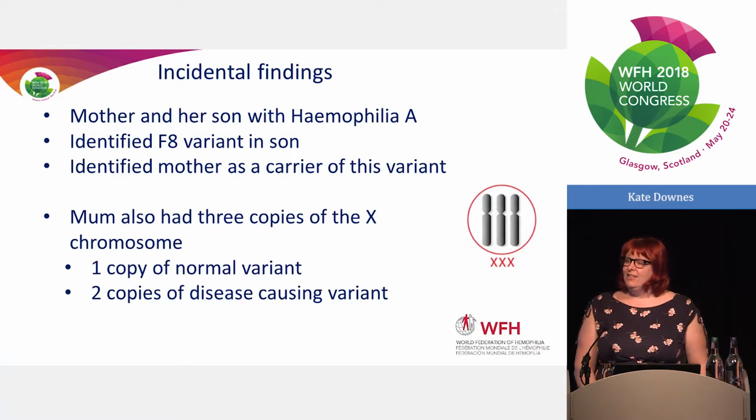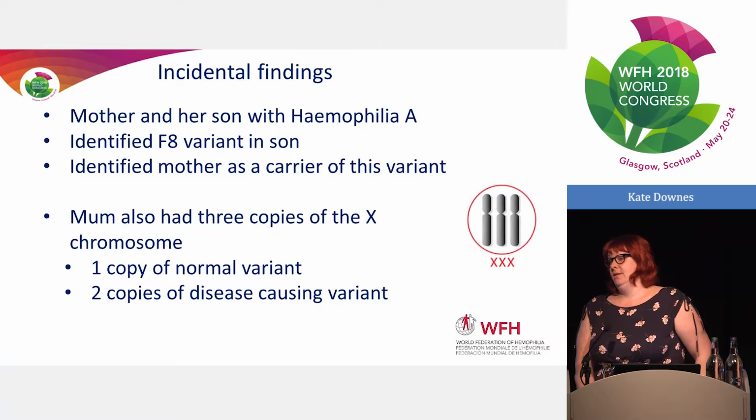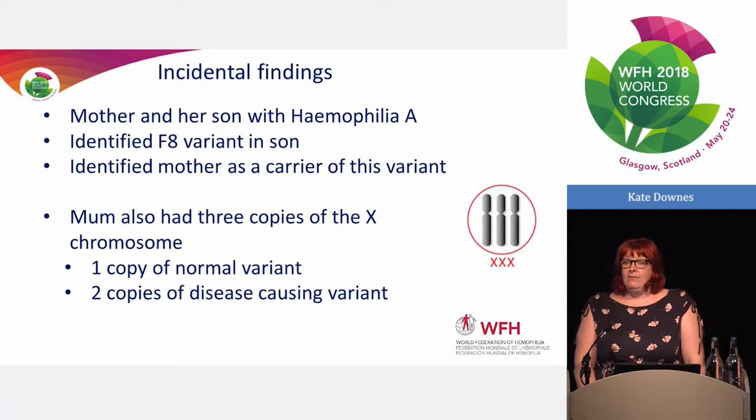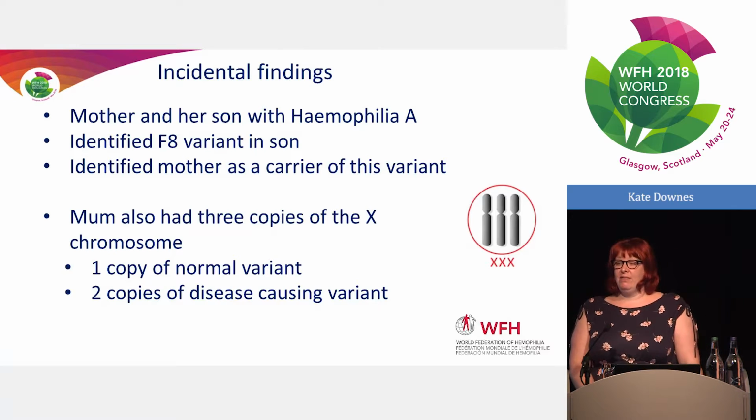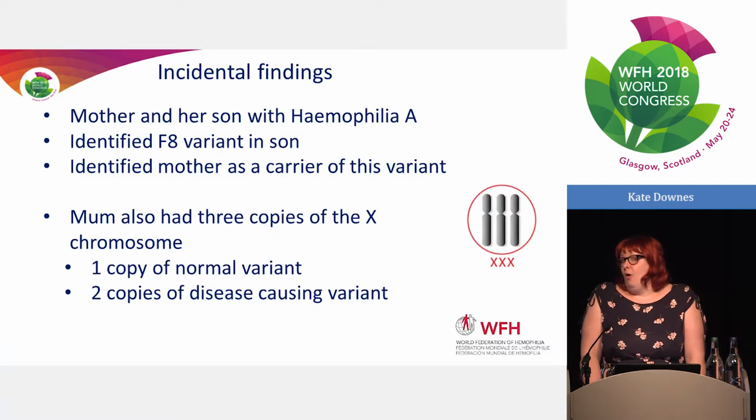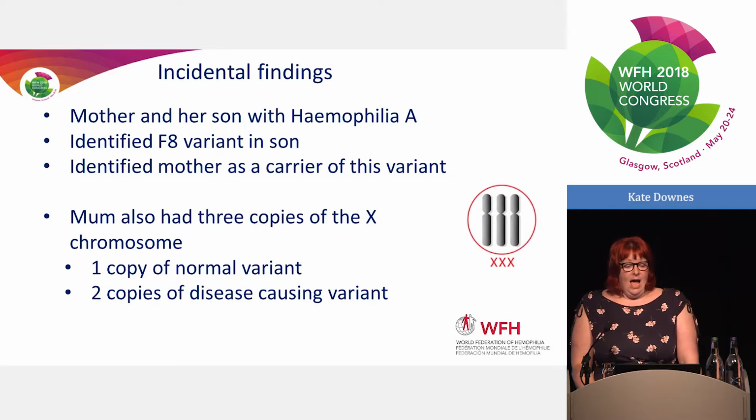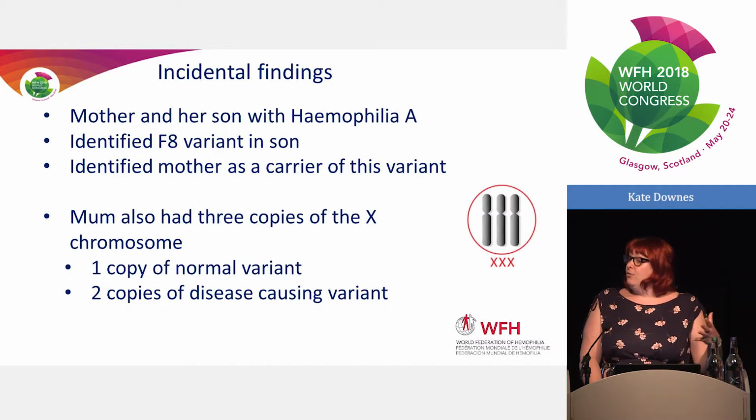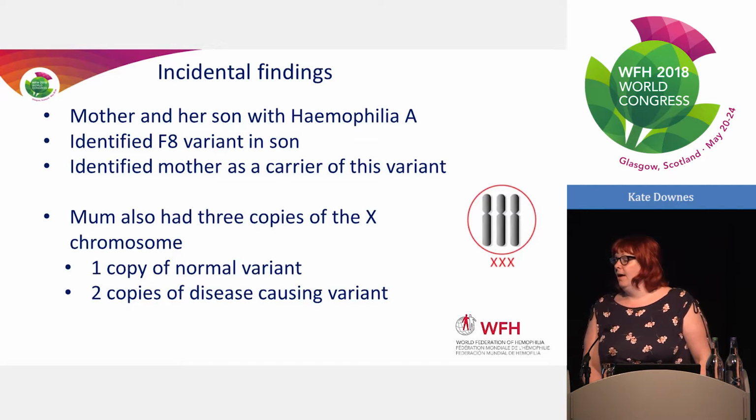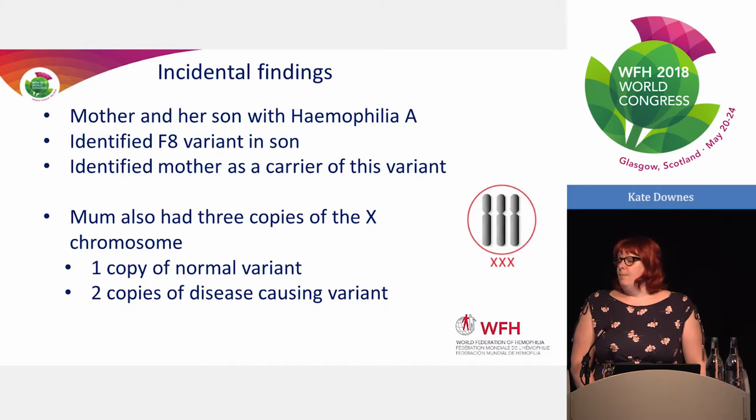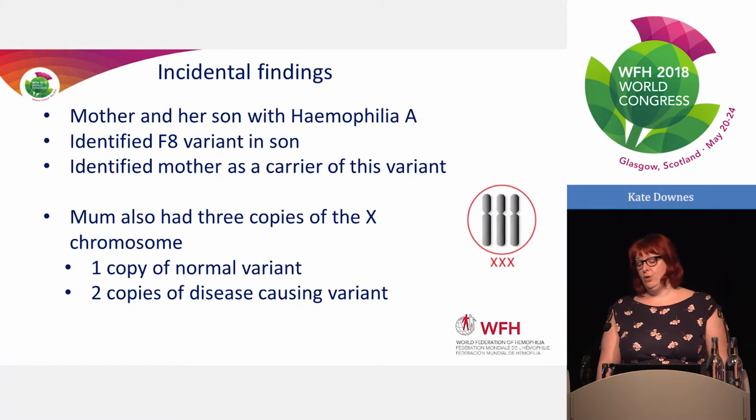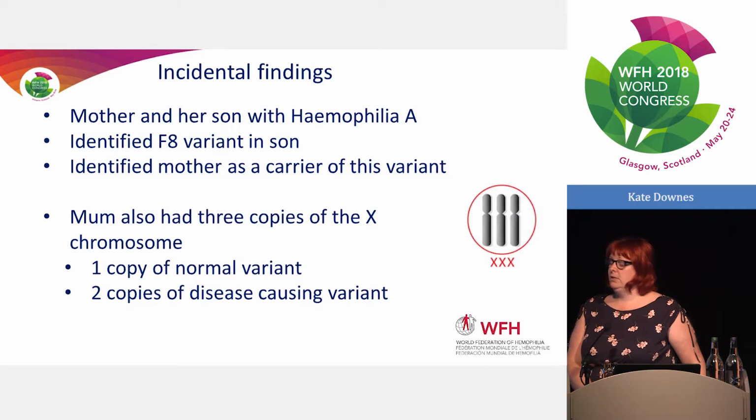We also identified that she had 3 X chromosomes. So this is relatively common in the population. About 1 in 1,000 women have 3 X chromosomes. Often women don't know, and it can cause some developmental problems, but often, like I say, people don't know. And in this mum, we had 1 copy of the normal variant and 2 copies of the disease-causing variant.